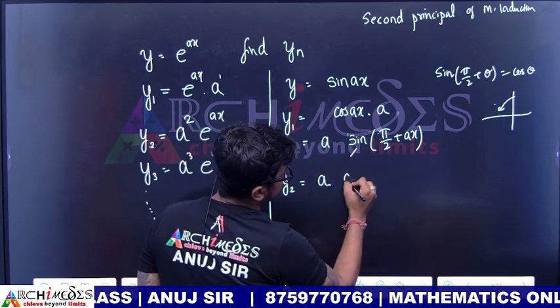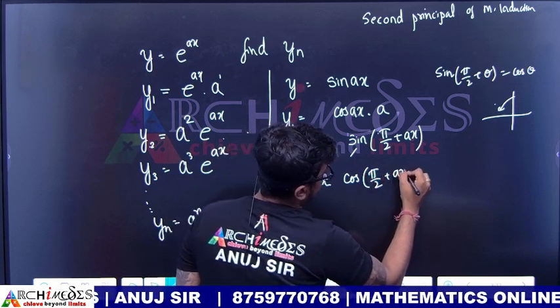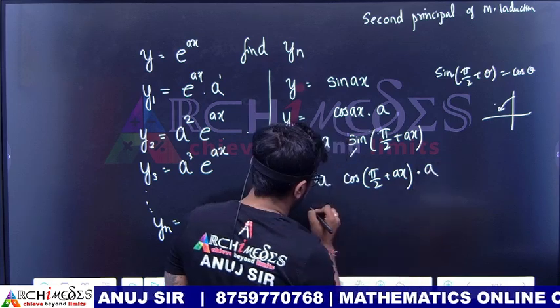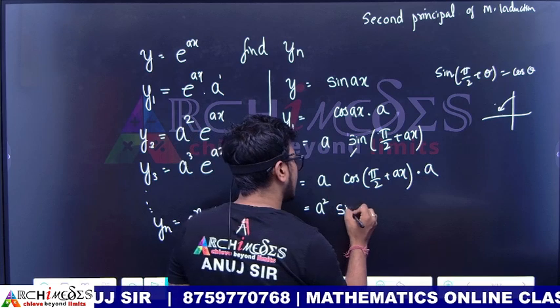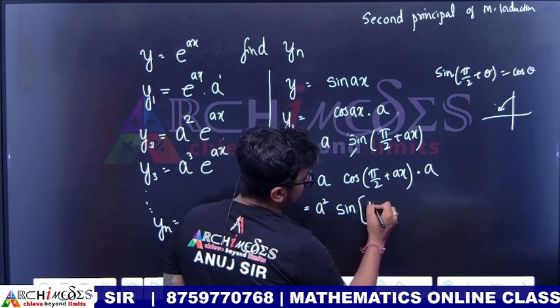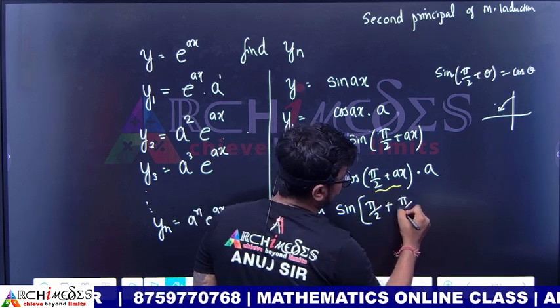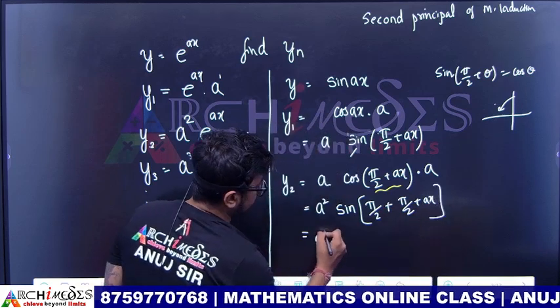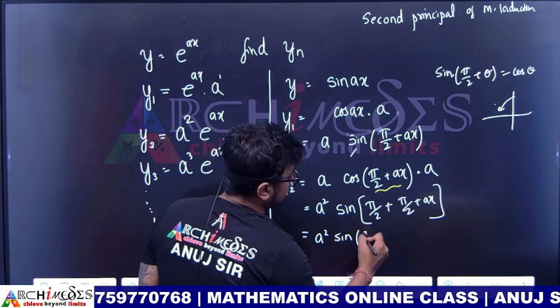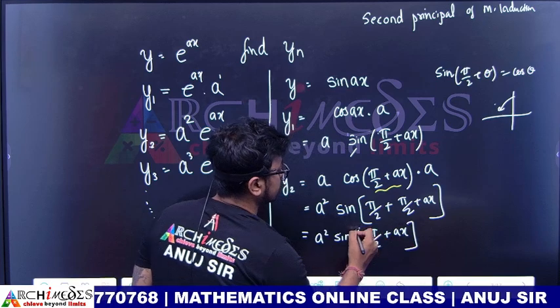The derivative of sin x is cos x. Again, applying the chain rule, you get a, so you are getting a square. Again this becomes cos, so again I'll convert it to sin. So sin of pi by 2 plus, now theta is this one, so pi by 2 plus ax. Any doubt? So that means you are getting a square sine. Can we write this as a square sin of 2 pi by 2 plus ax? Yes or no? Pi by 2 plus pi by 2.